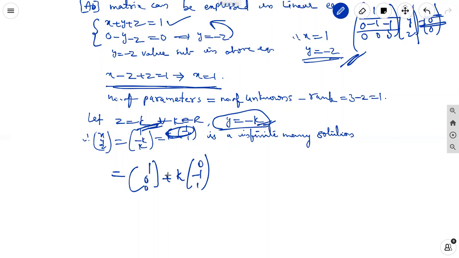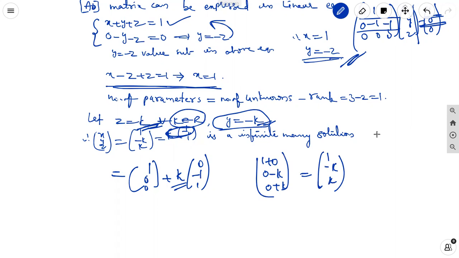Here k is any real number. You can add these two: 1 plus 0, 0 minus k, 0 plus k. Again you get 1, minus k, k only. Here k belongs to R, the real number set, where R is the open interval minus infinity to plus infinity. It has infinite values. When we choose any value from the real number set, we get a solution.